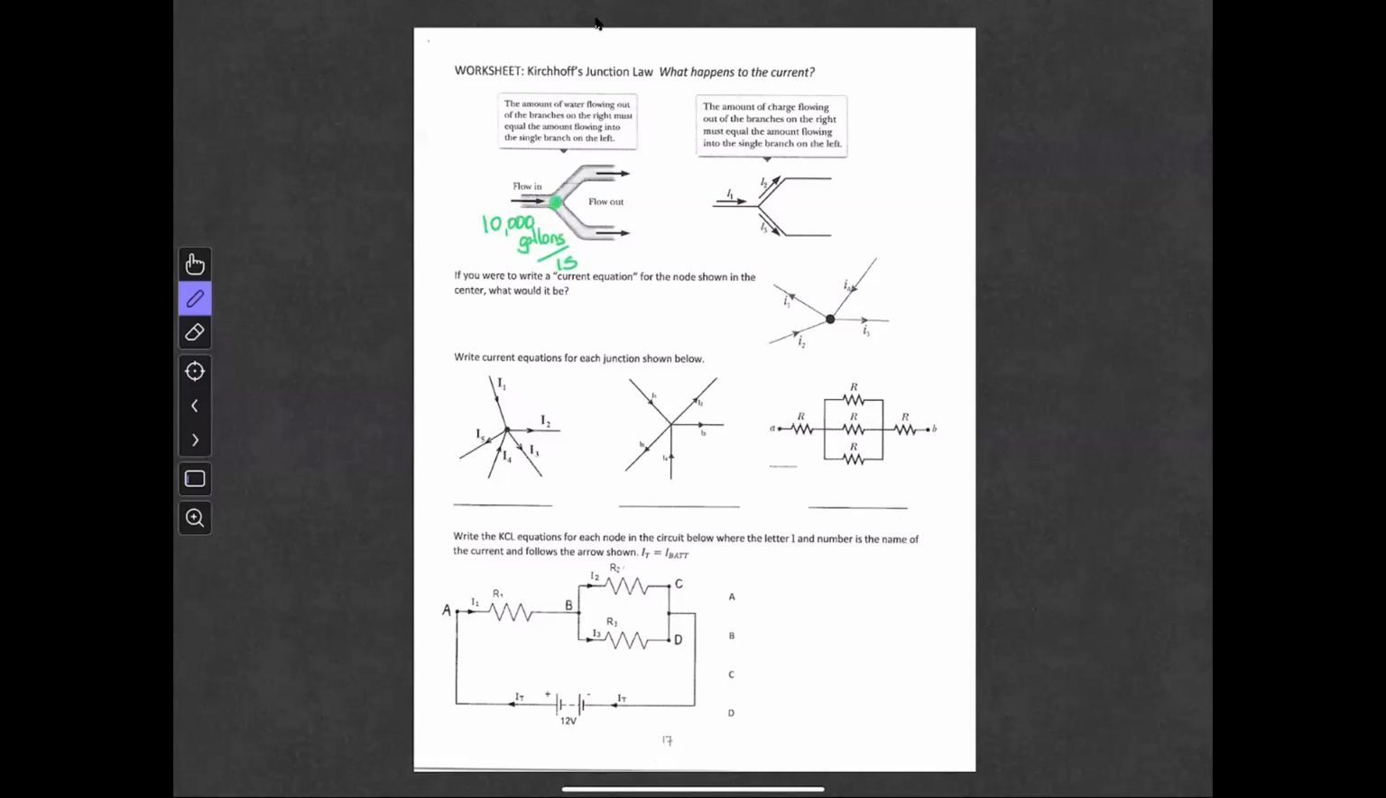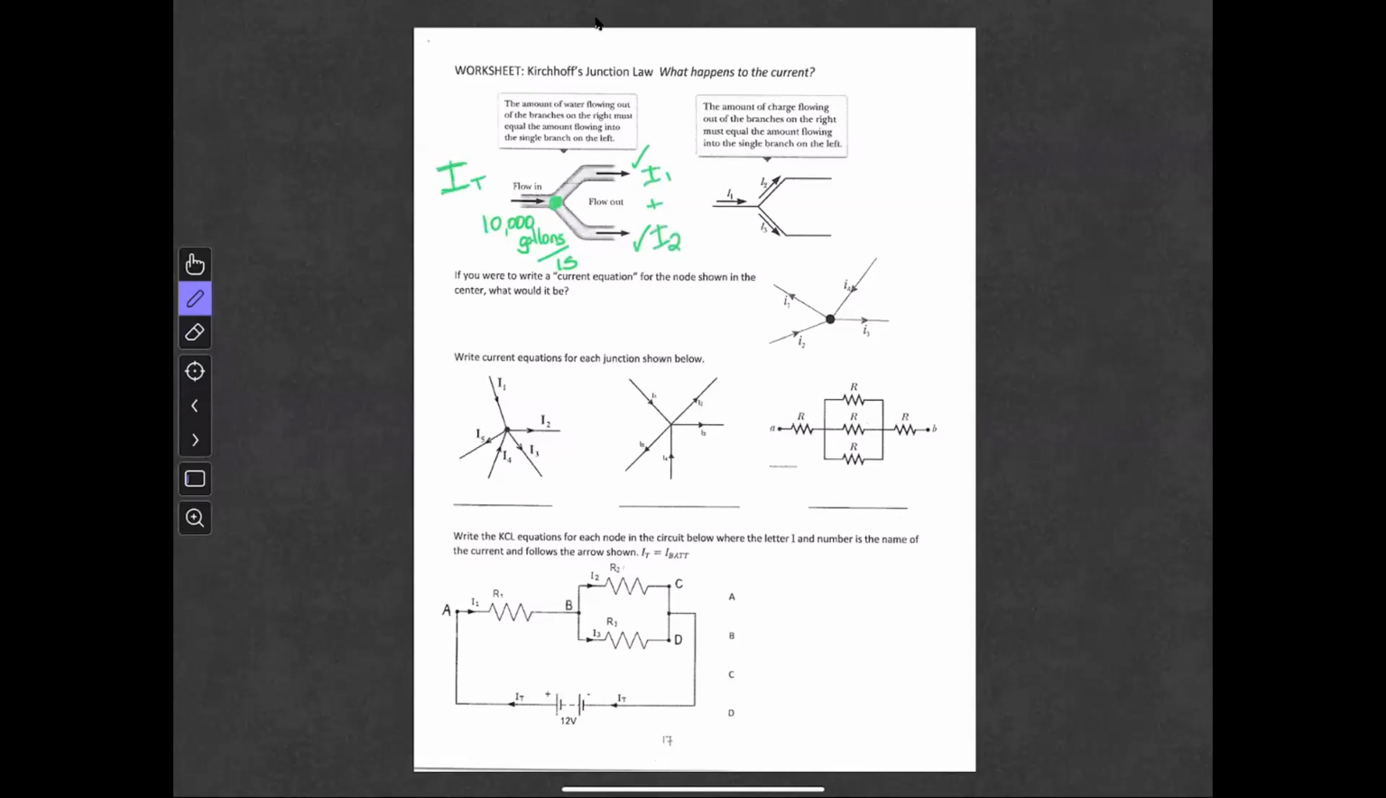Well, these two branches, branch 1 and branch 2, they look pretty equal to each other. So a lot of people intuitively say, oh, when current reaches a junction, it always splits in half. And there is no rule that says that the current has to split equally. What it says is that the I total before the current splits has to be equal to I1 plus I2.